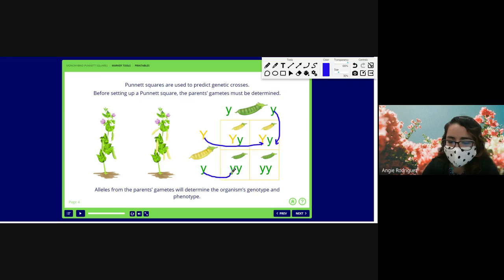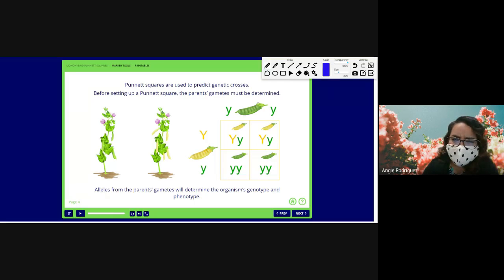Same thing over here in the bottom. This little y comes from mom, and then this little y comes from dad. You see that? Same thing for this last one. This little y again is going to come over here first. This little y is going to come from dad over here right next to it. So that's how you cross a monohybrid cross and find out how the offspring are going to look.